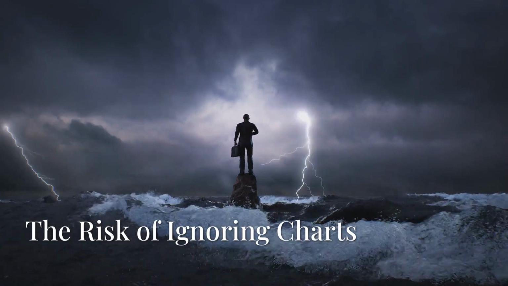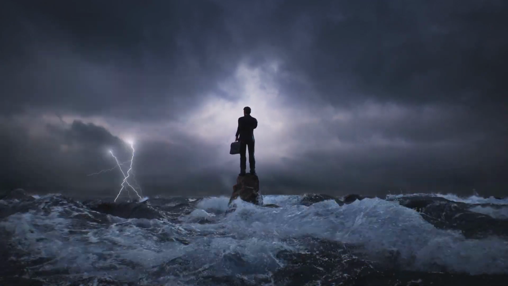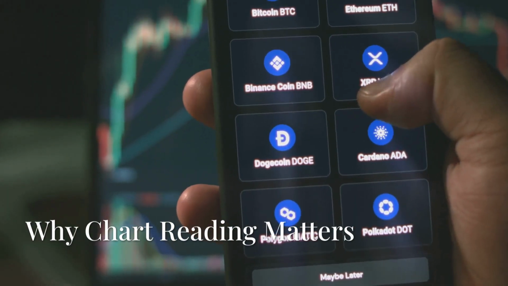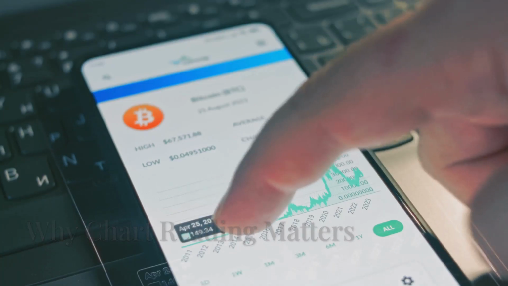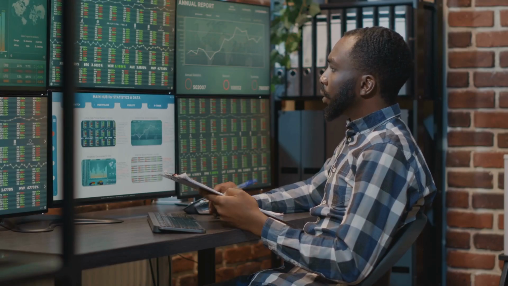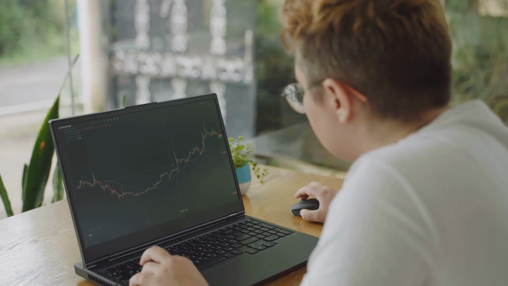Because if you're investing without reading charts, you're basically blindfolded in a lightning storm. And that's not where smart investors stay for long. Whether you're investing $50 or $5,000, knowing how to read crypto charts helps you stop guessing and start making informed moves. This isn't about day trading or trying to time the top and bottom like a Wall Street pro.